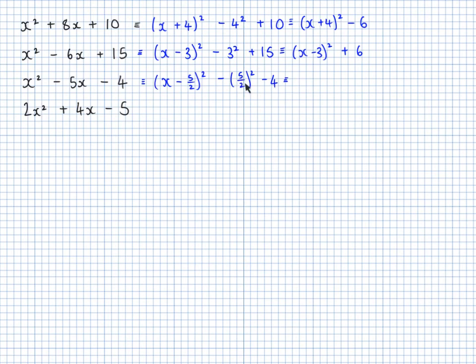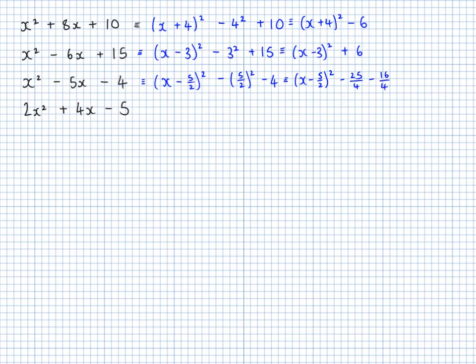So I've got, this is going to become 25 over 4. So I need to take away 25 over 4. And this 4 here, if I was to write this as a fraction over 4, negative 4 is negative 4 over 1. Okay, so if I times the top and bottom by 4, I'm going to get negative 16 over 4. So I'm going to rewrite everything. So x take away 5 over 2 squared, take away 25 over 4, take away 16 over 4.